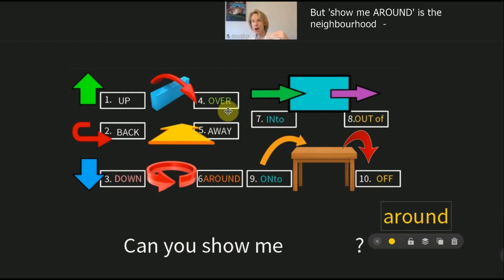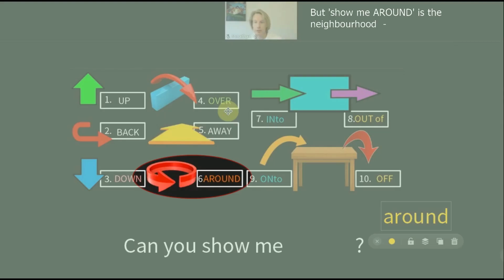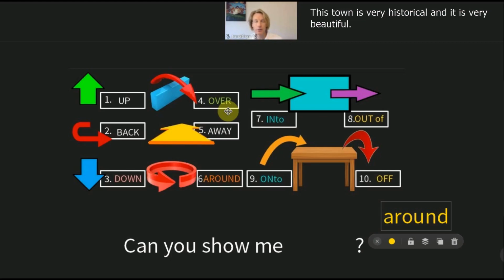But show me around is the neighborhood. You have moved house. You now live in another town. This town is very historical and it is very beautiful. Can you show me around? When people say around, often in English, they mean in this area. Are there any shoe shops around? In this area. Good.